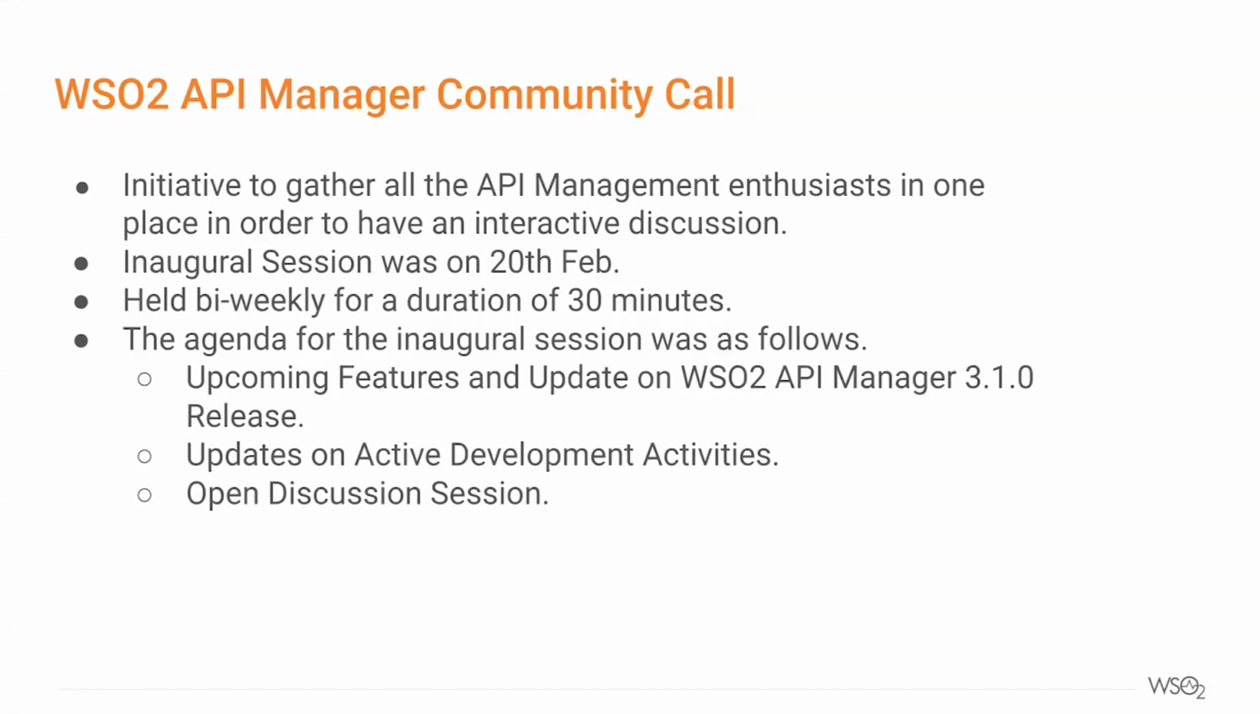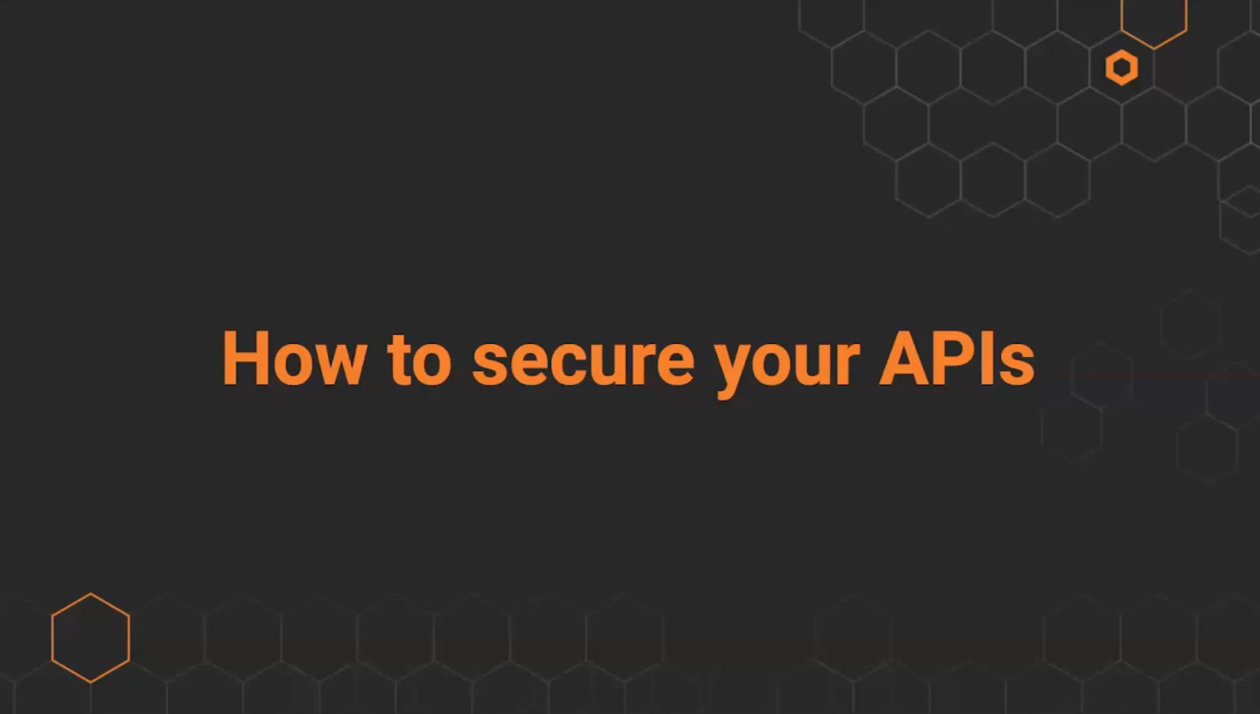In the first session, we discussed upcoming features and an update on the WSO2 API Manager 3.10 release. We also discussed the active development activities in the API Manager team. We also had an open discussion session at a later stage of the community call, and we answered several questions that came from the audience as well. Today's main topic is how to secure your APIs.